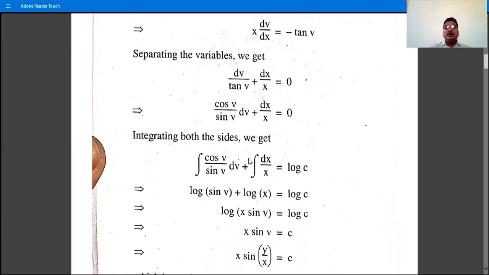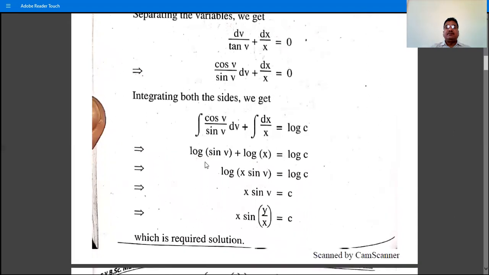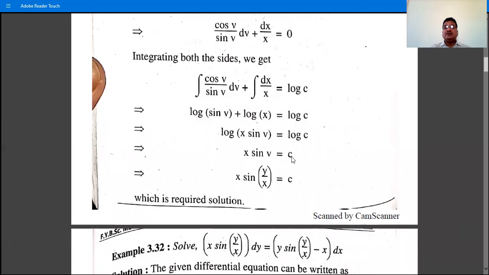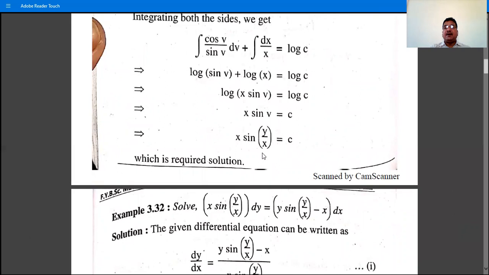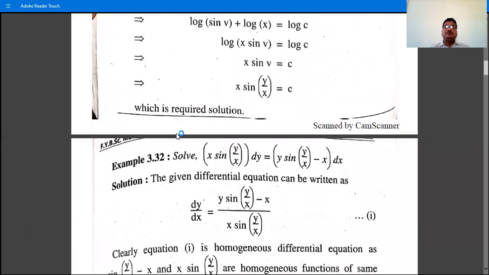Then integrating both sides after separating the variables, we have integration of cos v by sin v dv plus integration of dx by x is equal to log c, where this log c is the constant of integration. Then integration of cos v by sin v, that is cot v, is log sin v, plus integration of 1 by x is log x, is equal to log c. Then log a plus log b is log a into b, so log of x into sin v is equal to log c. So x sin v is equal to c after cancelling log on both sides, and then substituting v as y by x, x sin y by x is equal to constant, and this is the general solution of the given differential equation.